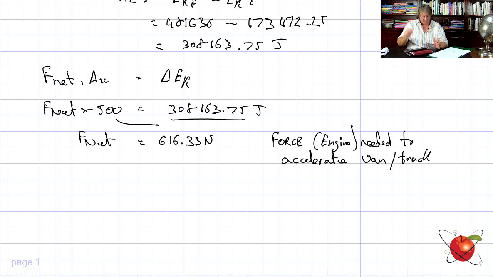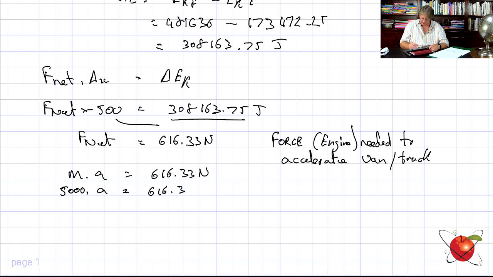Now, what's the next step? F net, the first thing we do, we say, ma is equal to 616.33 newtons. Therefore, 5,000 times a must be equal to 616.33 newtons. F net equals ma. You always go back to those. Once again, no more rocket science. So my acceleration is going to be, if I'm correct, 0.123 meters per second squared.